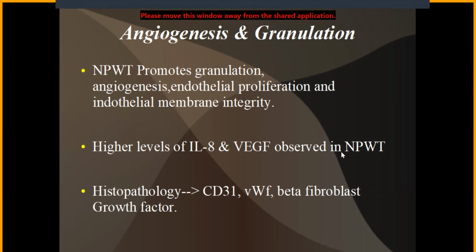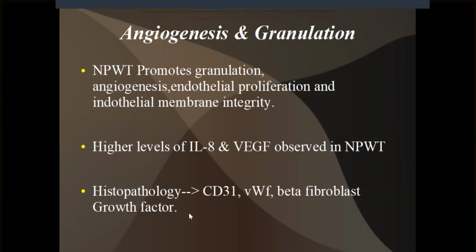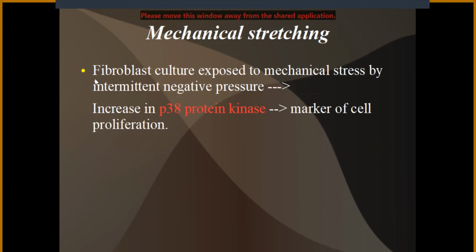Another histopathological examination showed expression of CD31, von Willebrand factor, and beta fibroblast growth factors in the negative pressure wound therapy treated wound. And then mechanical stretching. This was an experimental study which found that fibroblast culture exposed to mechanical stress by intermittent negative pressure wound therapy had increased P38 protein kinase, which is a marker for cell proliferation.